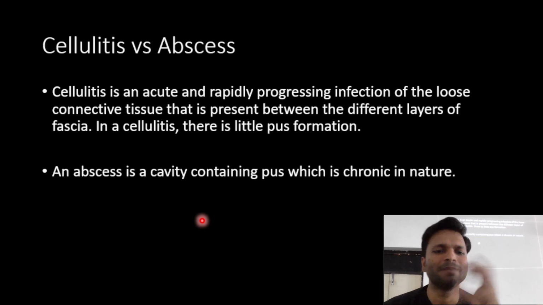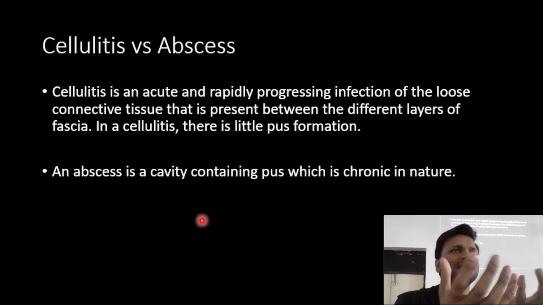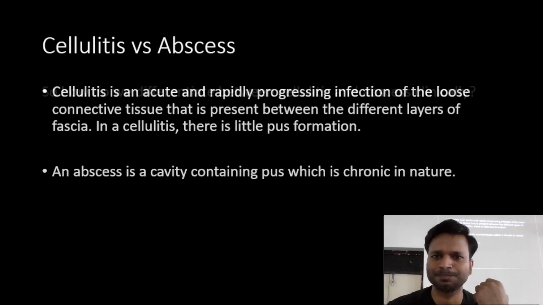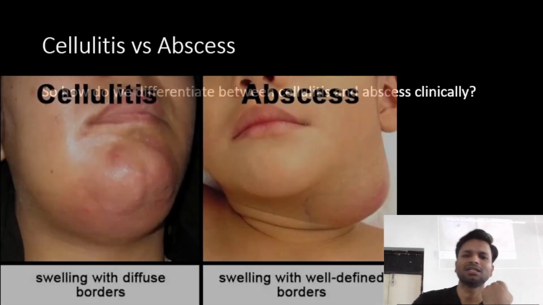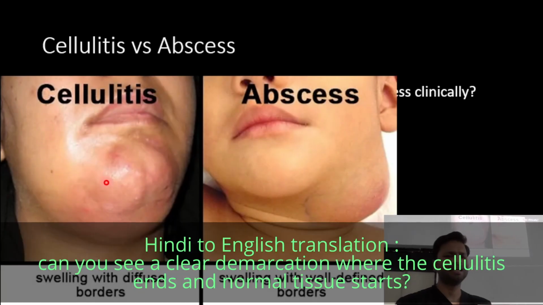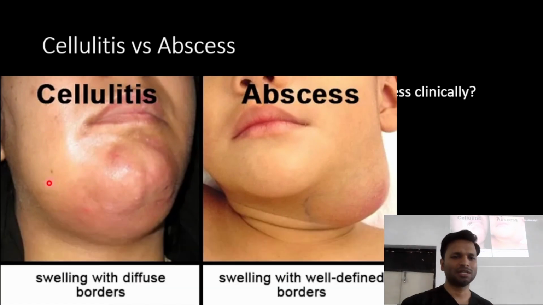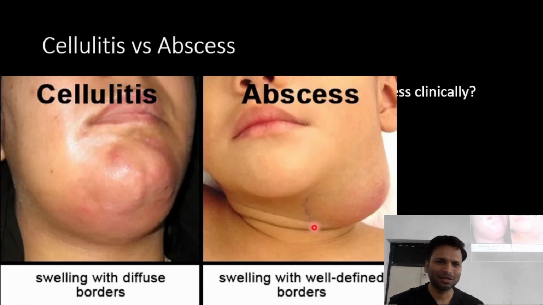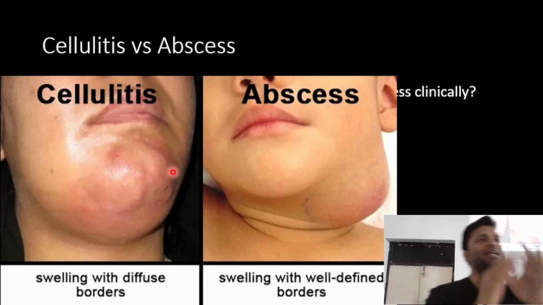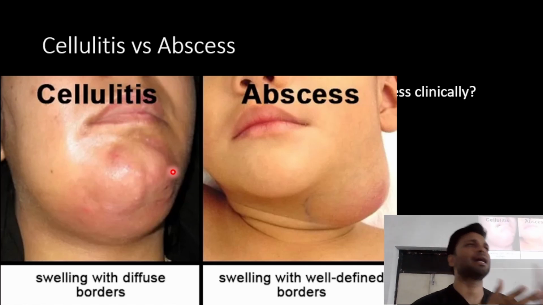Whereas in abscess, it is just a simple cavity space filled with pus. So it is going to have well-defined borders. So how do we see this clinically, the abscess and cellulitis? This is cellulitis. Can you see any proper demarcation where the cellulitis ends? No. So this is cellulitis with diffuse borders, whereas in abscess you can clearly see, okay, this is the border of the abscess. So this is how we can differentiate between the cellulitis and abscess.